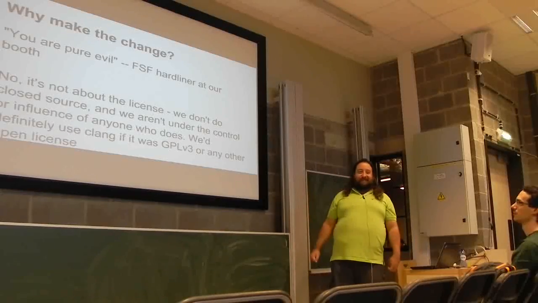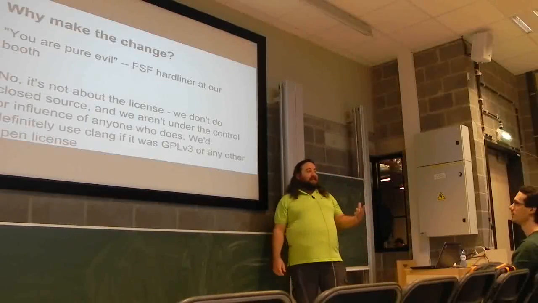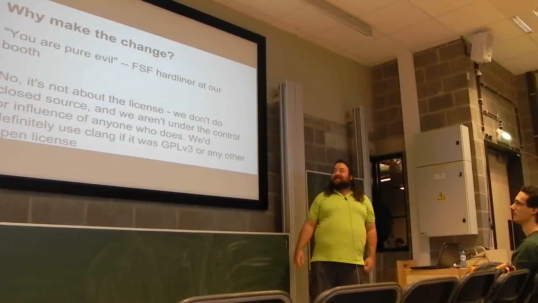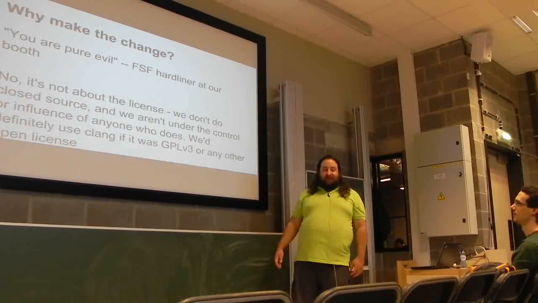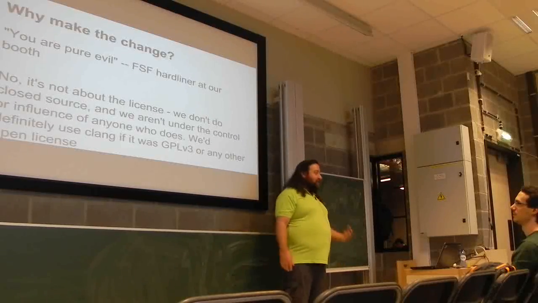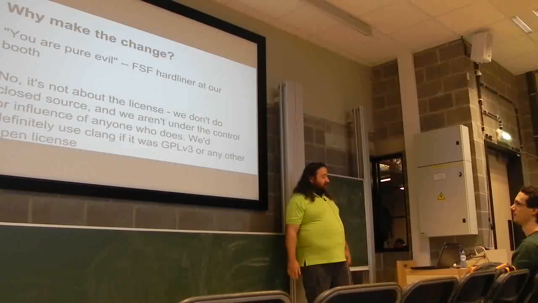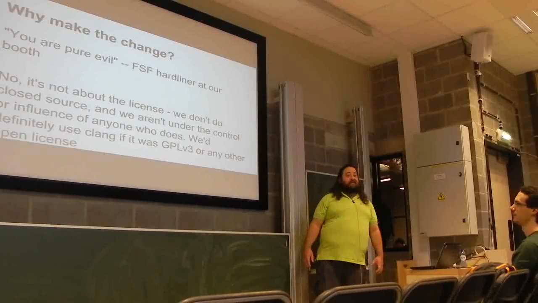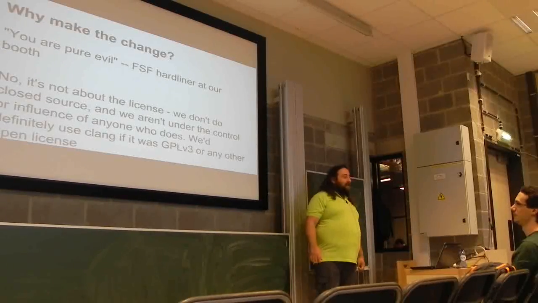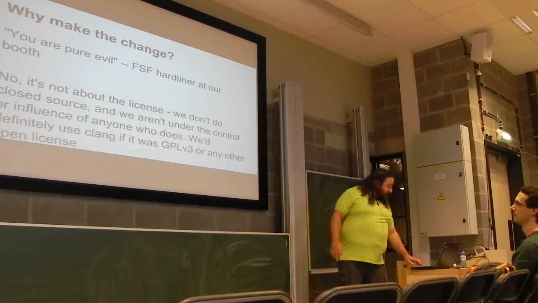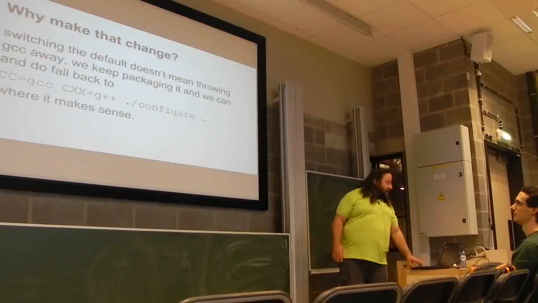So some people really don't like it. We had a guy visiting our booth yesterday, seeing the banner saying they're compiling everything with Clang these days, and he pointed out we are pure evil. No, for us it's not about the license. We don't care about the license as long as it's open source. We don't do any closed source projects. We aren't under the control or influence of anyone who does. And if Clang was GPL version 3 or GPL 4, whatever might be coming out, we'd still be using it. We are in it for technical reasons, not because of any ulterior motives that anyone might imply.